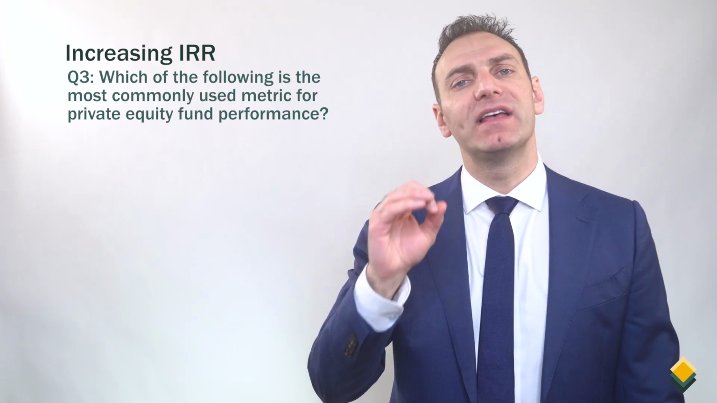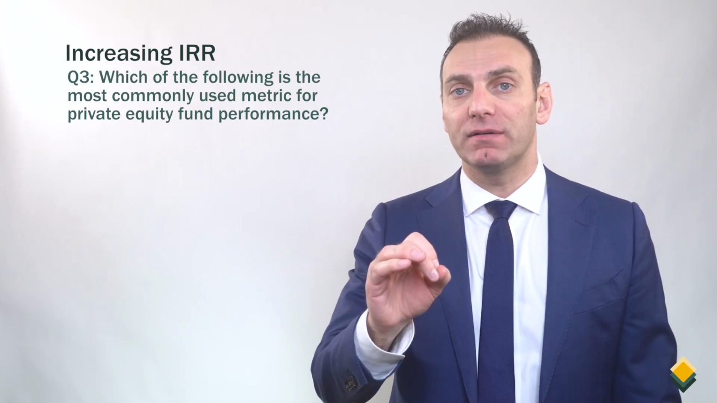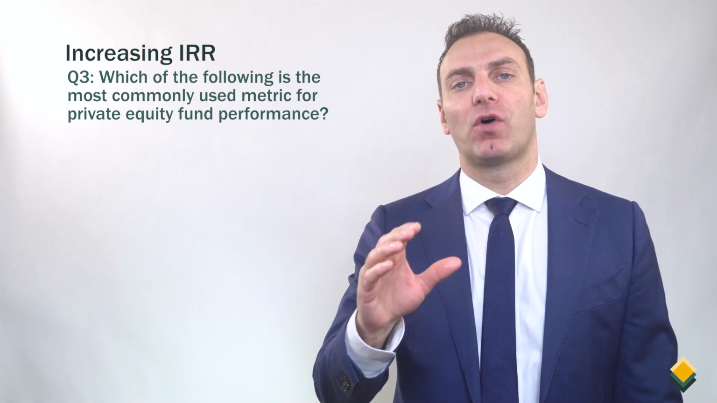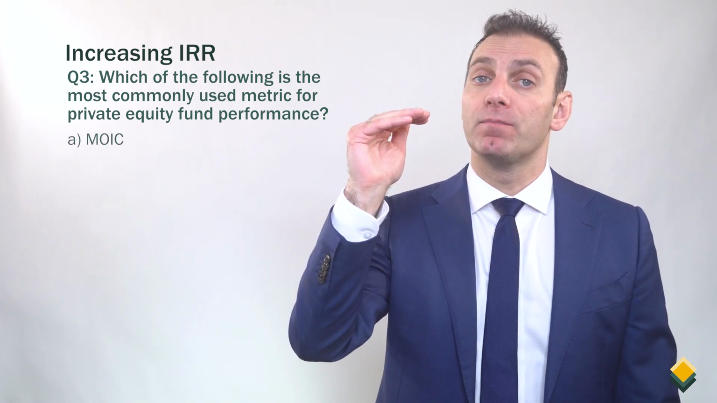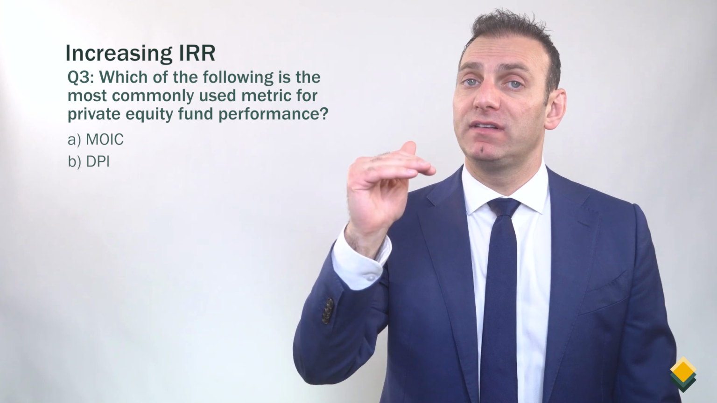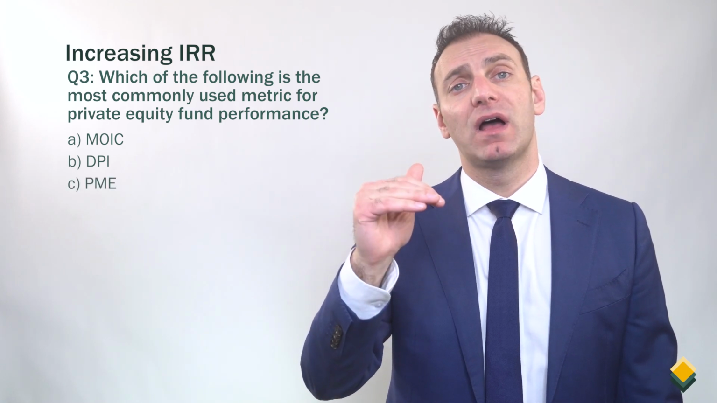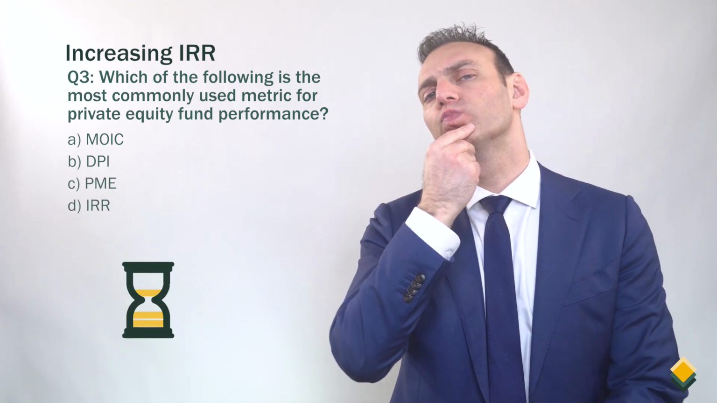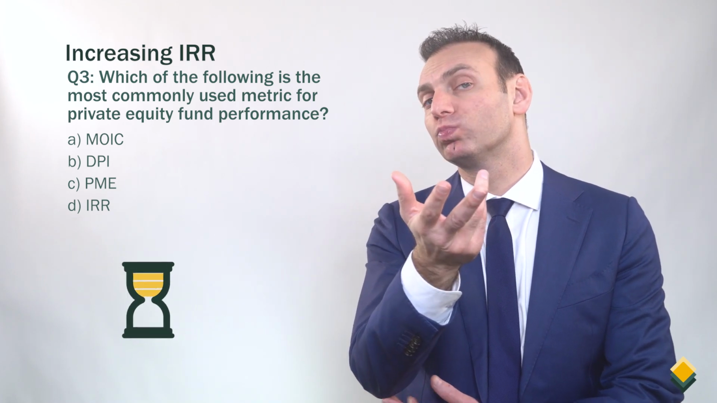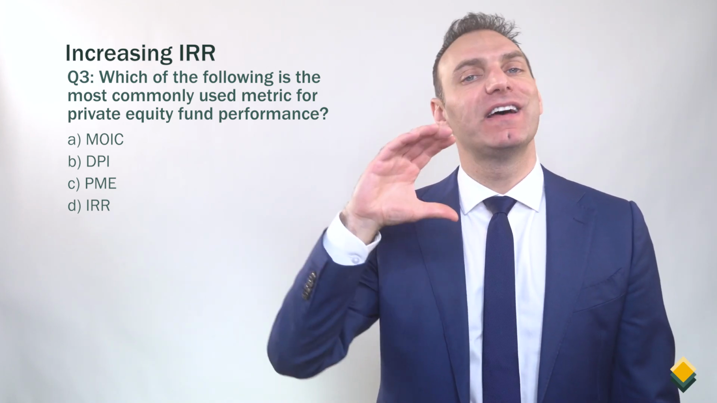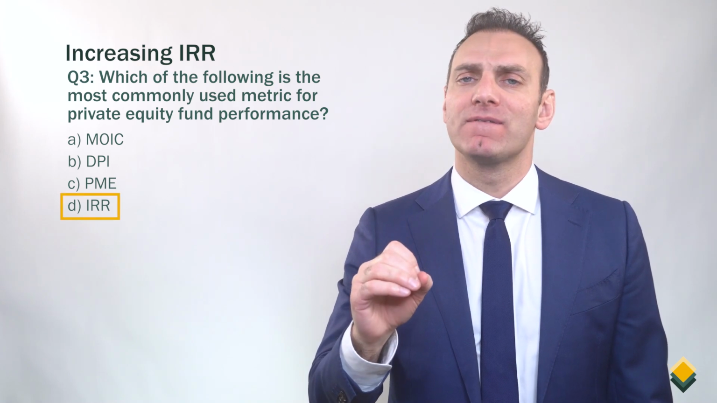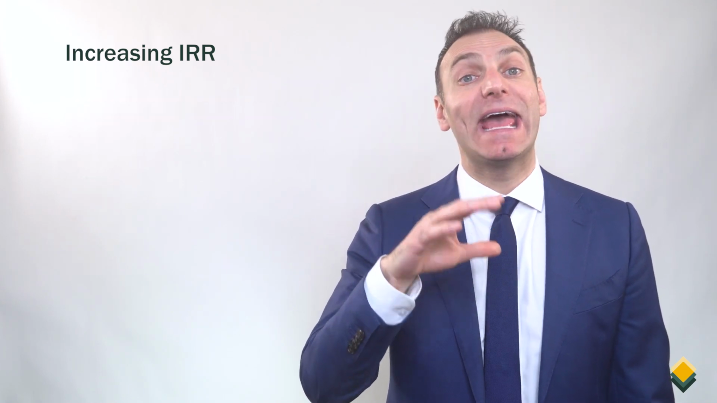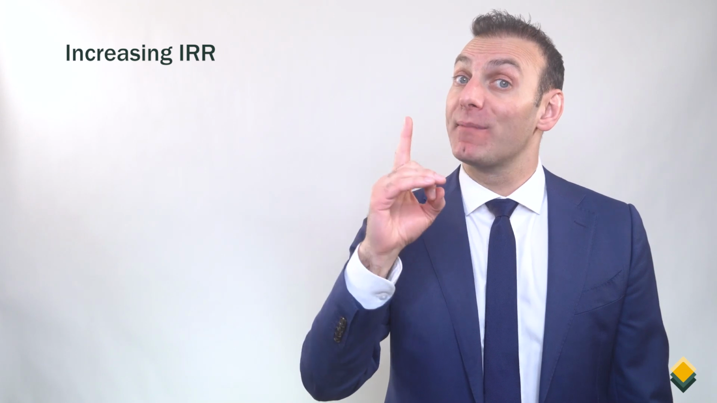Which of the following is the most commonly used metric for private equity fund performance? A, MOIC, B, DPI, C, PME, or D, IRR? The answer is D, IRR. Now, the answer to this question can be debated, but I'm the one making these questions, so I'm going to say IRR. Let me explain why.